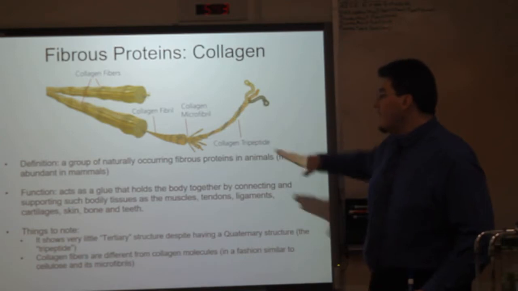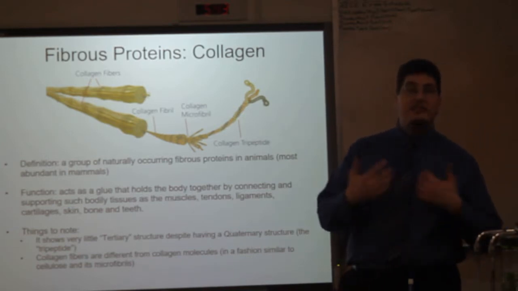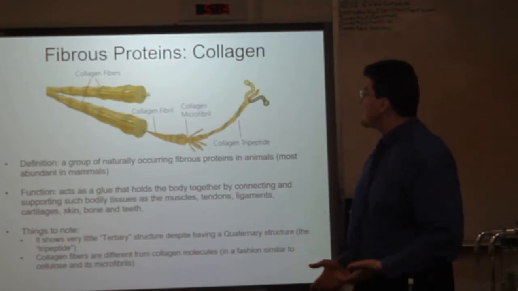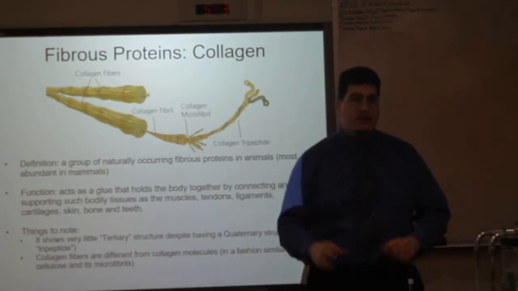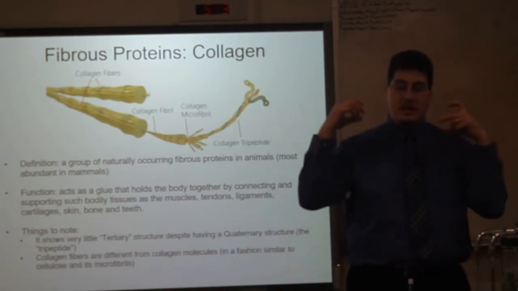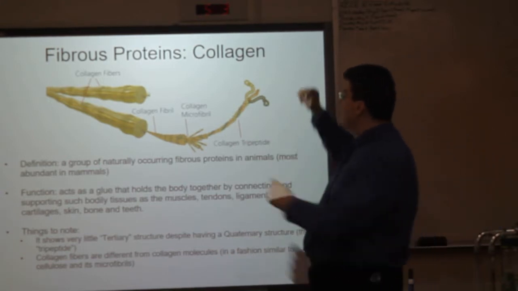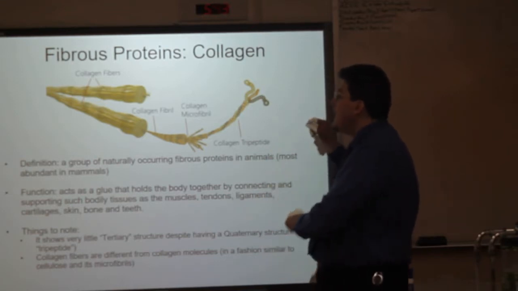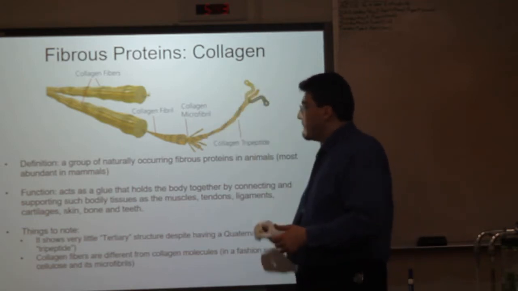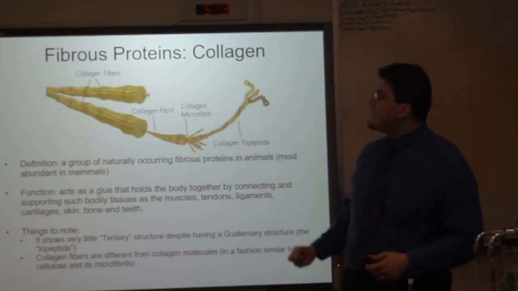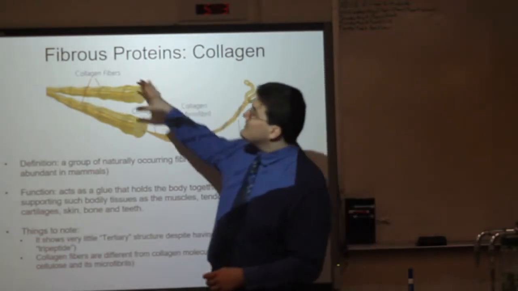So collagen fibers are different from collagen molecules in a fashion similar to how cellulose is to microfibrils. So a collagen tripeptide is a collagen molecule. The individual collagen molecule is the quaternary structure of the protein. But when you combine multiple collagen molecules, you will get a collagen microfibril. You combine multiple collagen microfibrils, you'll get a collagen fibril. Multiple collagen fibrils, you'll get a collagen fiber.